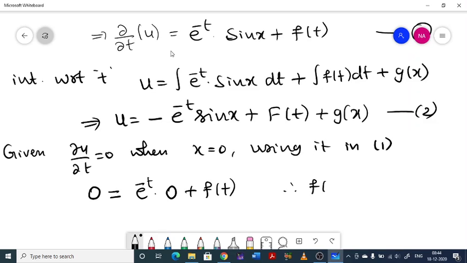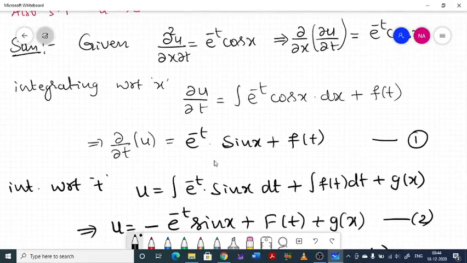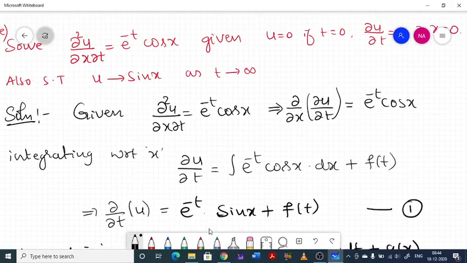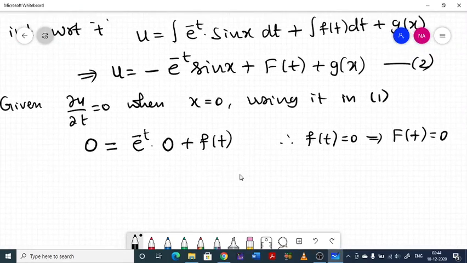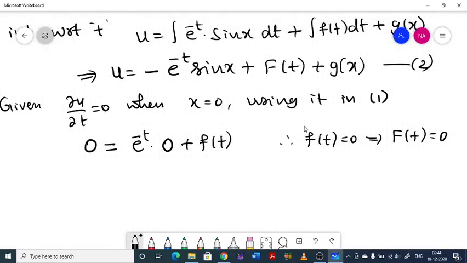So capital F of t is 0, since the integrand small f of t is 0. So I got capital F of t is 0. Next condition: u is 0 if t is 0. Given u equal to 0 if t equal to 0.